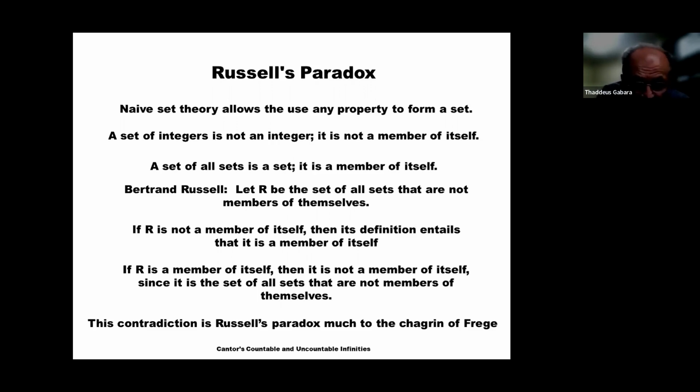On the other hand, if R is a member of itself, then it is not a member of itself since it is the set of all sets that are not members of themselves. So here you have a contradiction. And this contradiction Russell sent to Frege when he was doing his second edition. And unfortunately, it's much to the chagrin of Frege.